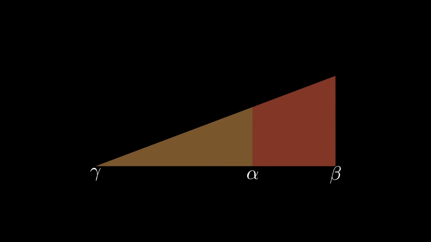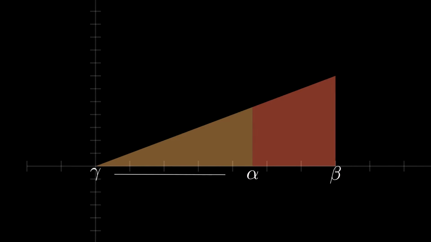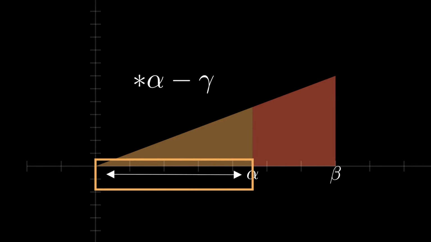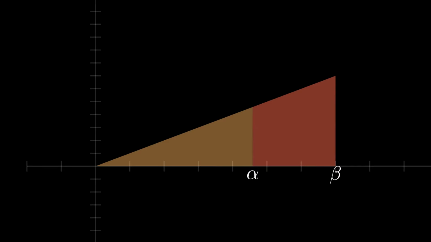To make this easier to work with, let's shift our coordinate system so that gamma is at 0. This means the distance from gamma to alpha becomes just alpha, and the distance from gamma to beta becomes just beta. We'll keep this shift in mind and reintroduce gamma at the end. Now, look at the area from the origin to beta. It forms a triangle and trapezium split at alpha. Let's label the triangle's area N and the trapezium's area M. These two areas are our main tools.